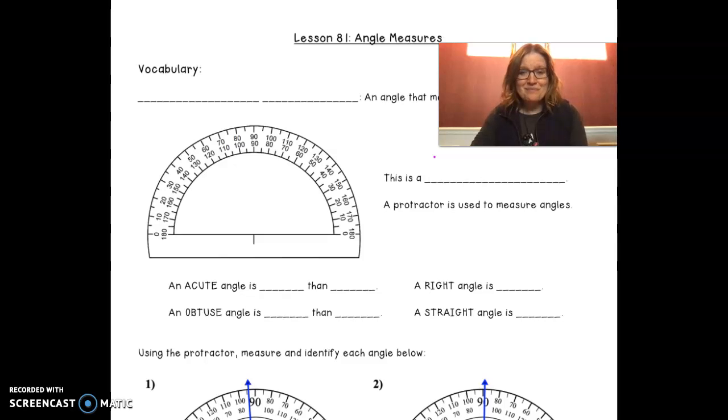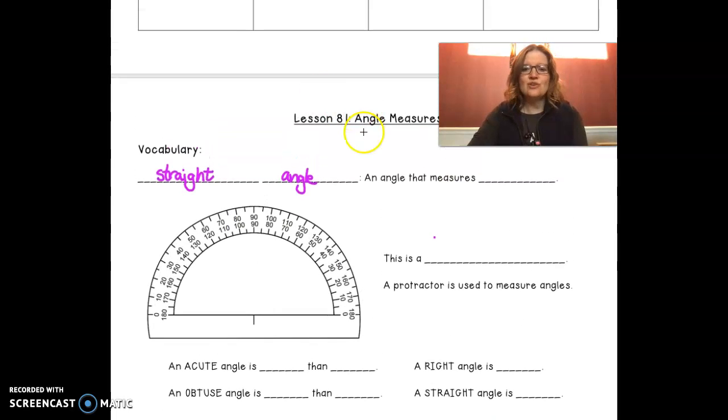Our first piece of vocabulary kind of sounds like what we call an oxymoron, or it's kind of ironic because it's two words that you would think would be opposite of each other. This is the word: a straight angle. Straight, S-T-R-A-I-G-H-T, is an angle that measures 180 degrees.